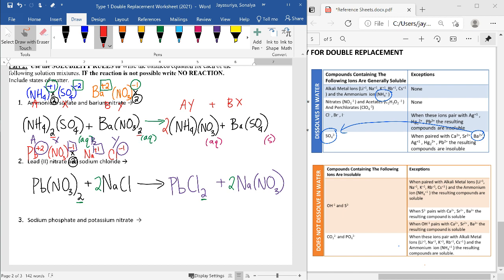So scan your products for an alkali metal. I spot sodium. Sodium is an alkali metal, always soluble, no exceptions. Therefore, sodium nitrate is aqueous.